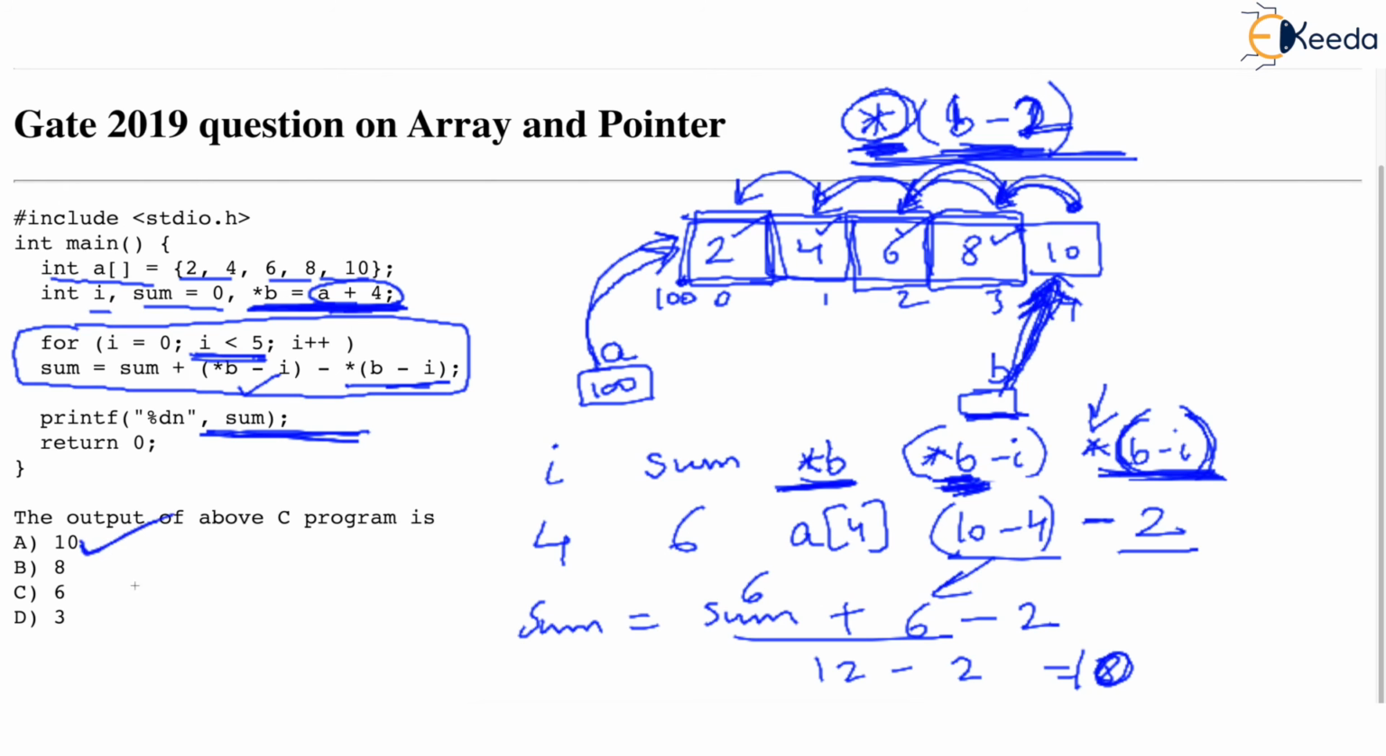A is the option. Look, absolutely ordinary question. If you know the pointer notations very well, and you know how subtracting I from a pointer or adding I to a pointer gives you the address which is located before or which is located after, and what is the proper meaning of the asterisk symbol, this question is going to be a very ordinary question.